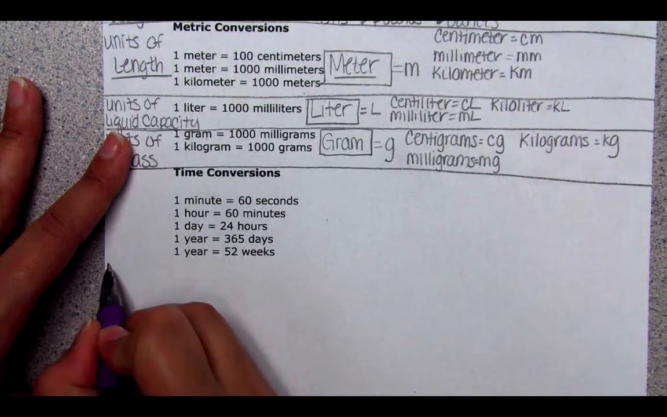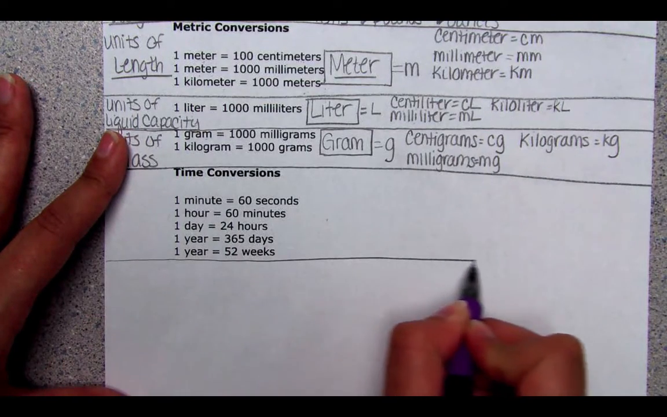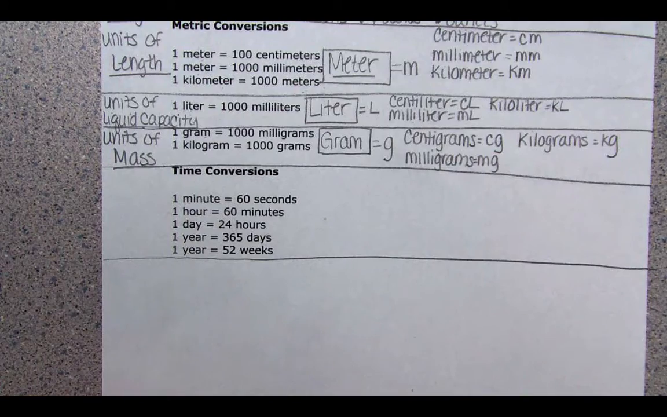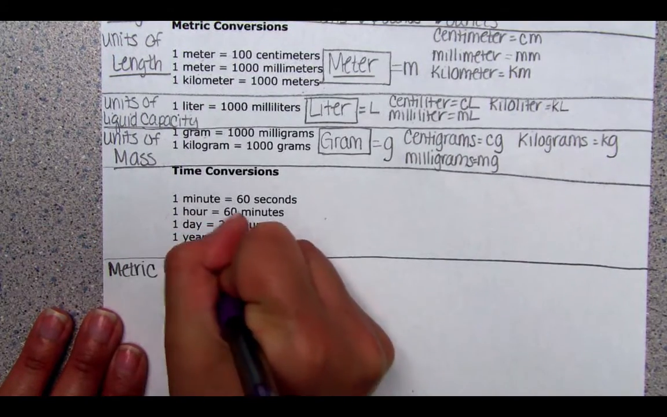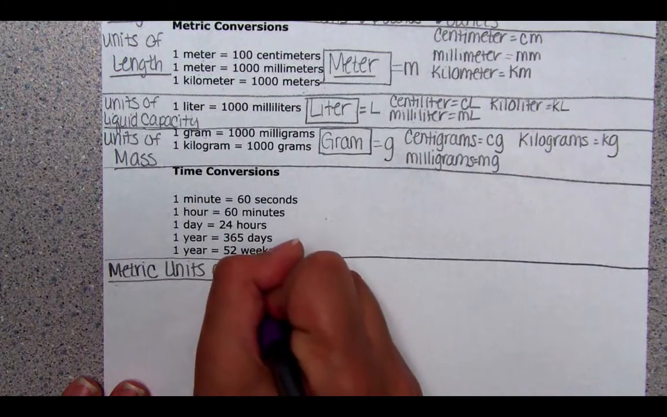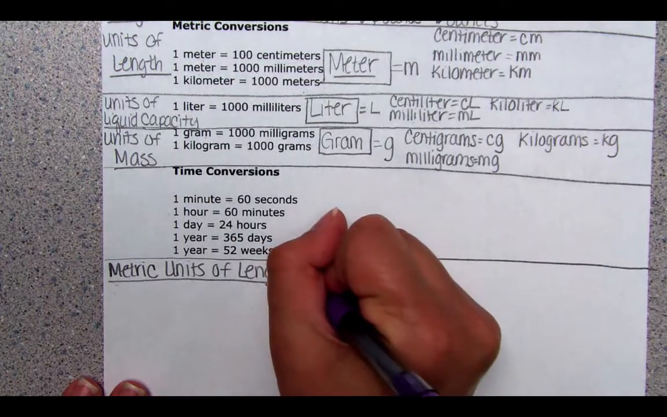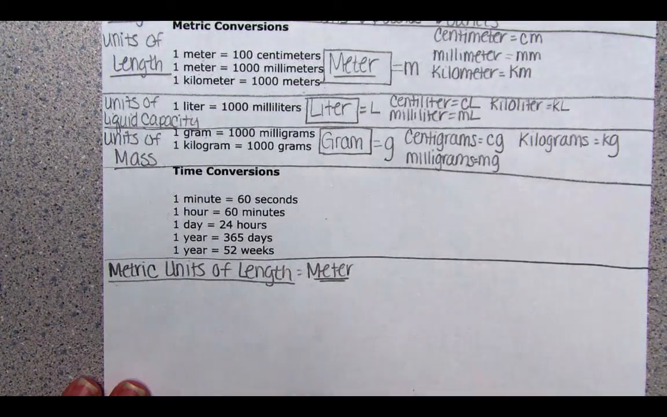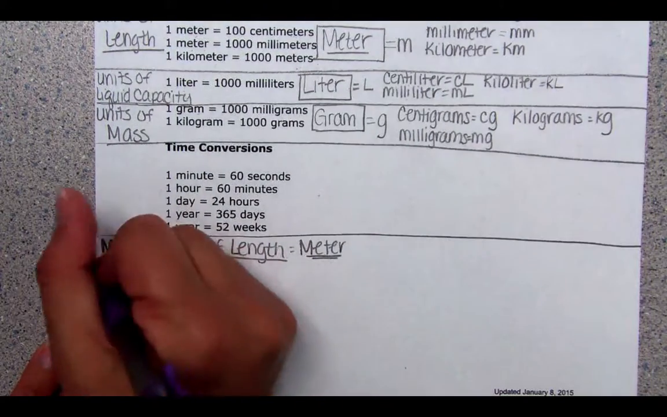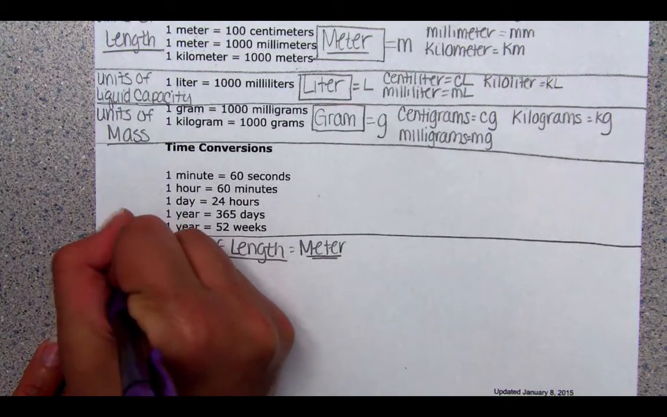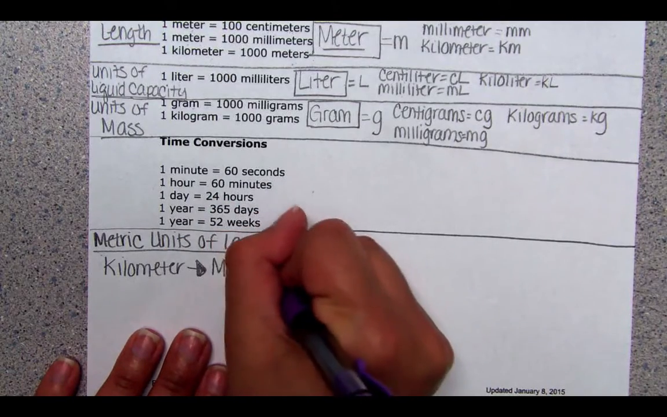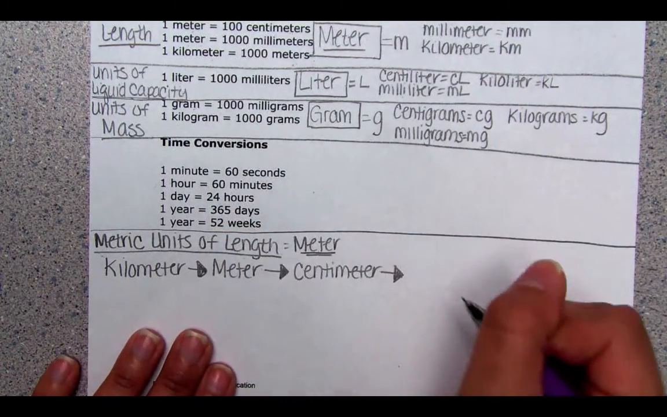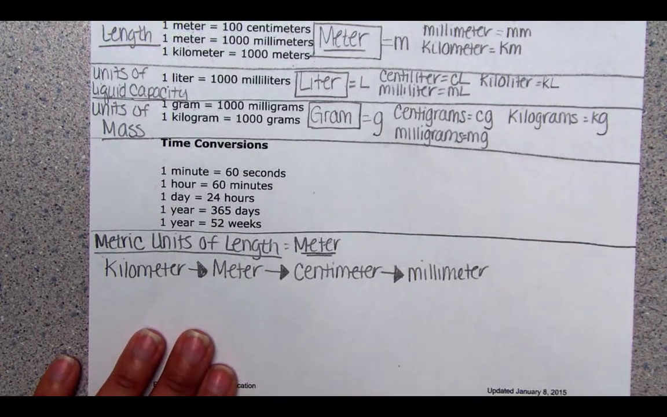So now, one thing that we have not done yet with the metric system is to put these units of measure in order from least to greatest, just like we did with the customary units of measure. So we're going to start with metric units of length. So now remember, this is length. So all of our base words with length is going to be meters. So we need to make sure we keep track of that. So the largest one is kilometer. Then the next one is meter. So for meter, think a meter stick. Then we have centimeter, and then finally millimeter. So millimeter would be our smallest.